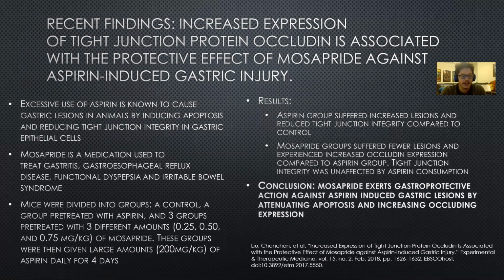And what they found was that the group that took aspirin suffered from increased lesions and reduced tight junction integrity compared to the control, but then the mosapride group suffered fewer lesions. It actually had increased occludin expression, occludin being one of the proteins that plays a part in tight junctions, and tight junction integrity was unaffected by the consumption of aspirin. So what the study points to is the fact that mosapride can actually be used to prevent the damage caused by aspirin because it allows these tight junctions to maintain their integrity and for occludin to be expressed at normal levels, even when exposed to aspirin.